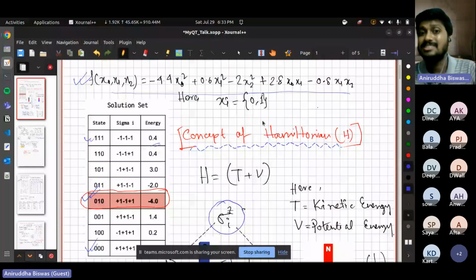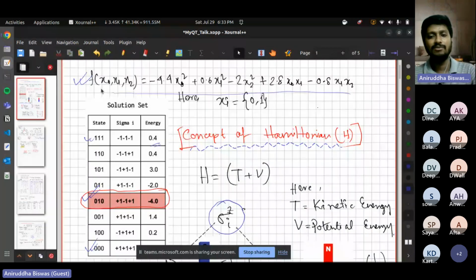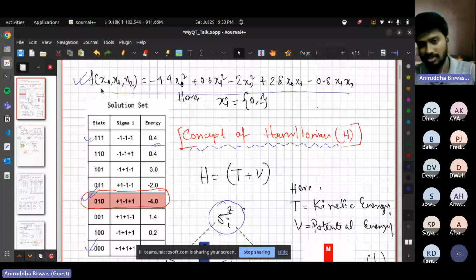So what is the system here? You can see the system has 3 variables, that is x0, x1, and x2. So these are the 3 variables. Your system has 3 variables, and all the variables are binary, so they can have either 0 or 1.